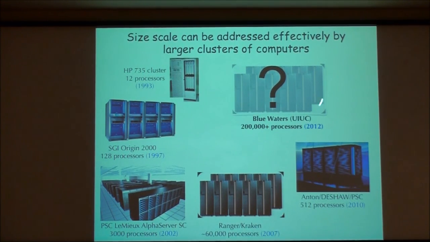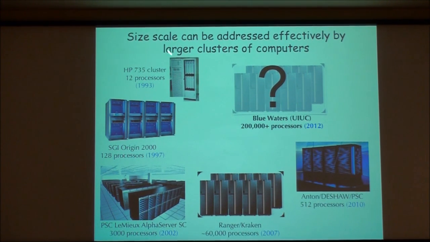So now we're going to have this machine with hundreds of thousands of processors. That is very nice for the size scale problem, because then you can break the system spatially into little pieces, send them to thousands of processors, and let them work together.